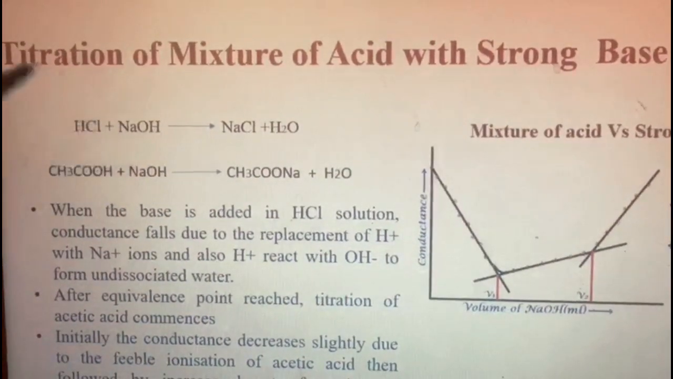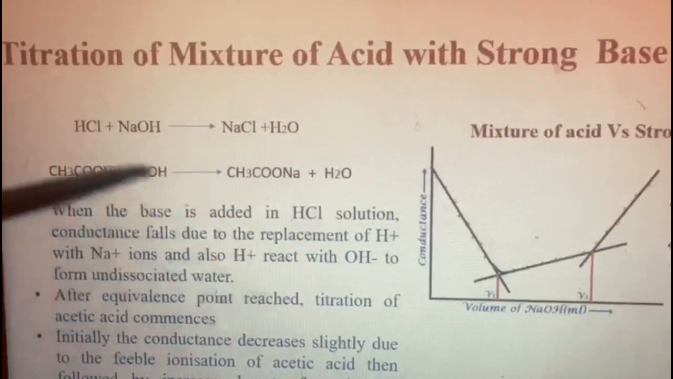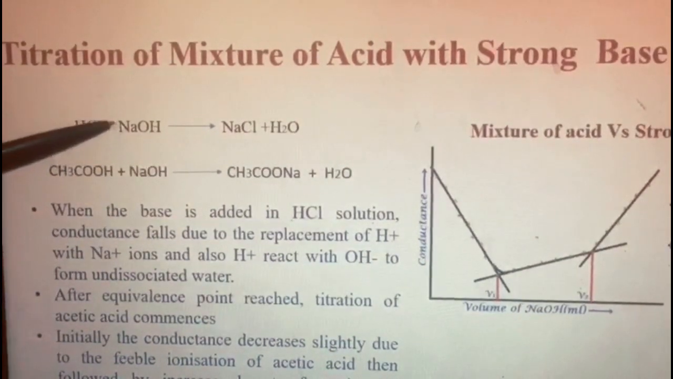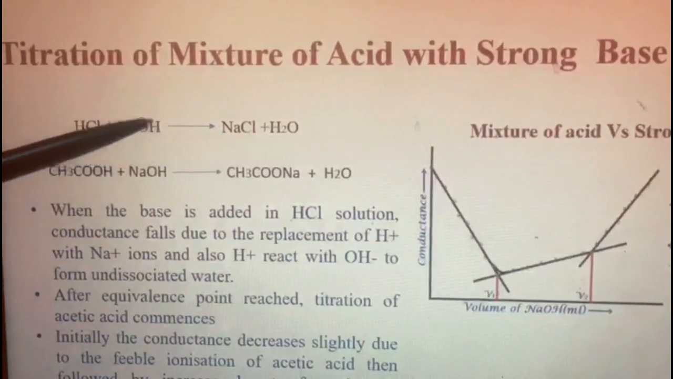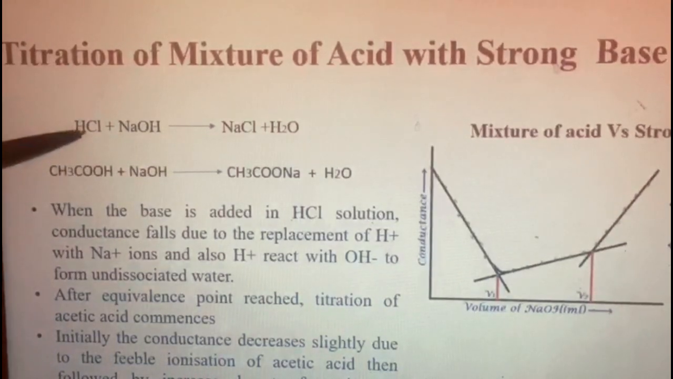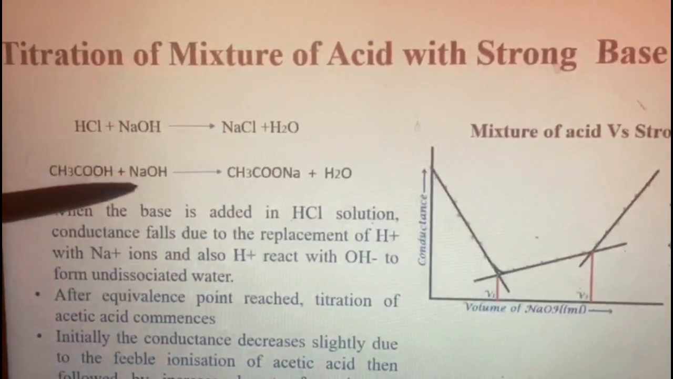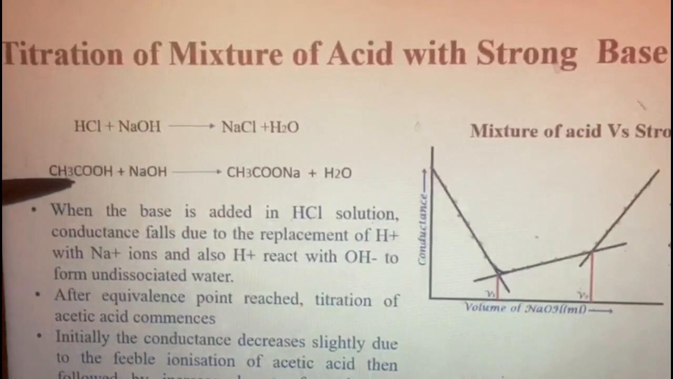So we are adding sodium hydroxide continuously. Then after some time what will happen? This HCl will be completely neutralized with sodium hydroxide. That means the endpoint will be reached. Once the endpoint is reached, there is no hydrochloric acid in the solution mixture, then what is there? Acetic acid is there. At that point, acetic acid will react with sodium hydroxide. Then what will happen to this?